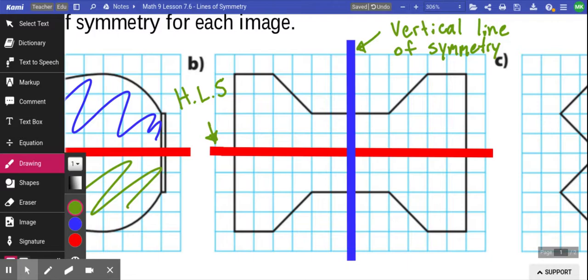Sometimes people think you could do like a diagonal on that one. There is no diagonal that would make it so that the sides are the same. You might be able to make it equal, so there's an equal amount on each side, but they wouldn't be identical. I couldn't fold them over and make it into one thing. So it would not be an identical line of symmetry.